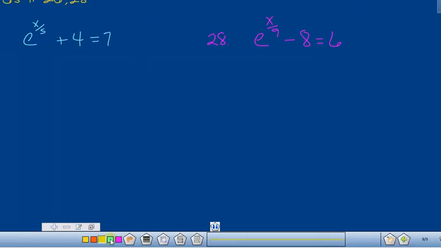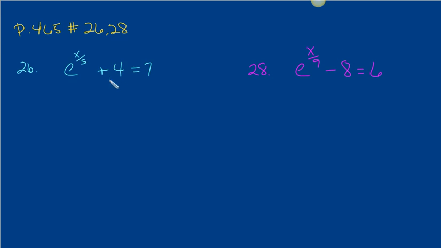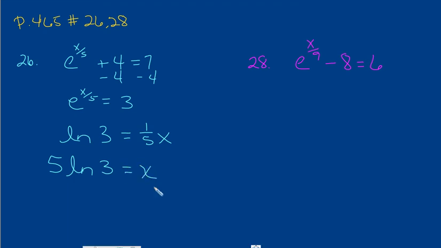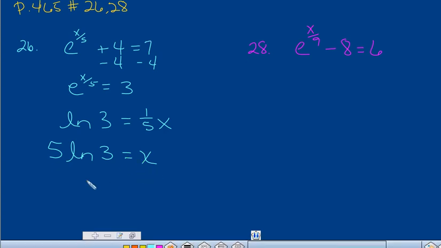And we have 2 more. This one we do need to start by subtracting 4 from both sides. And now it is completely isolated, so let's take the logarithm of 3 is equal to 1/5 x. And again, we're trying to find x, so I'm going to multiply both sides by 5. And when you put that into your calculator, you will get the answer 5.493.